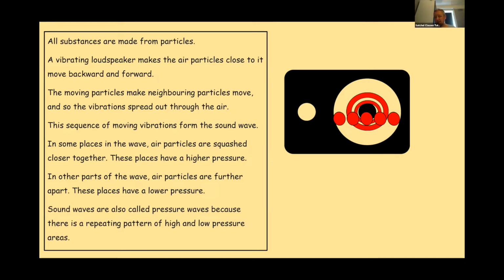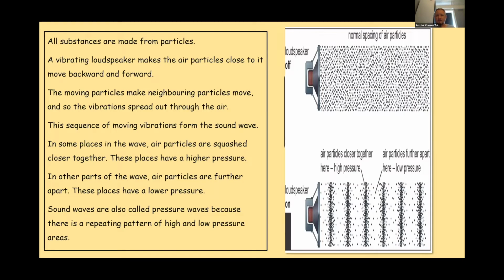Sound waves, then, are also called pressure waves because there is a repeating pattern of high and low pressure areas throughout the wave. In fact, it looks a little bit like this. Where the loudspeaker is off, the air particles in front of it are normally spaced and randomly arranged. But when the loudspeaker's on, every time the loudspeaker cone vibrates forward, it pushes the particles in front of it forward. They hit the ones in front of them, bringing them closer together. Then they bounce off backward whilst the other ones move forward. And we get this high and low pressure forming.